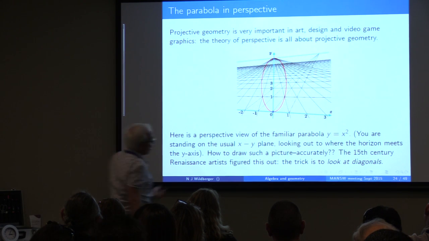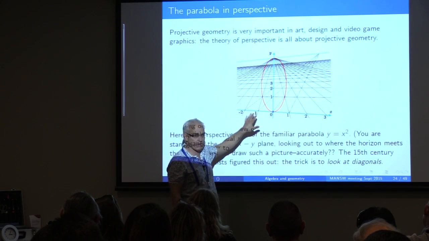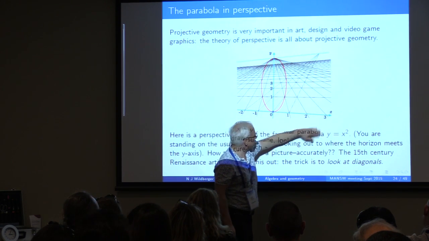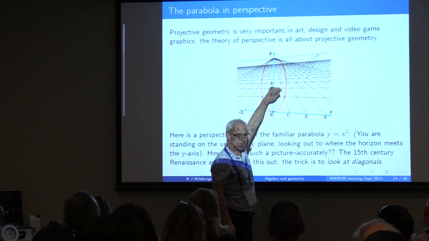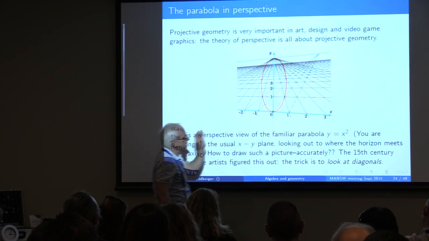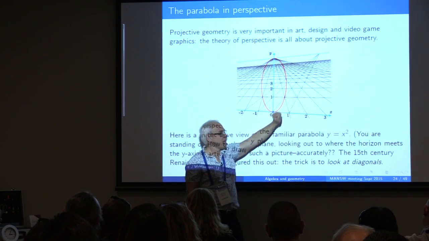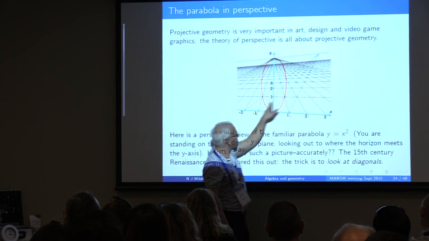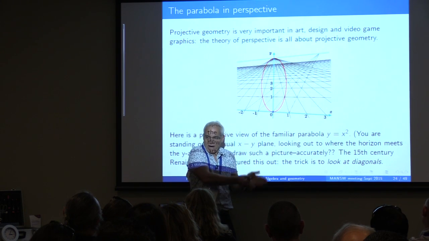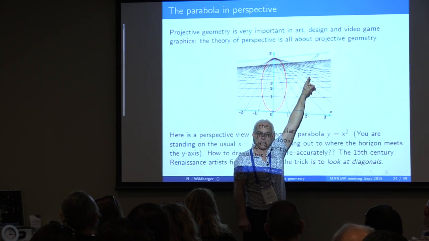How do we draw a picture like this? The Renaissance artists realized it's not at all trivial making a good picture like this. How do you know how to space these things out in the right way? You can't just do it arbitrarily. They realized that the key to making a successful picture like this is to look at diagonals. The key fact is that diagonals like this, or like this, or like this are also parallel in the usual sense, so they will also meet at a point at infinity.